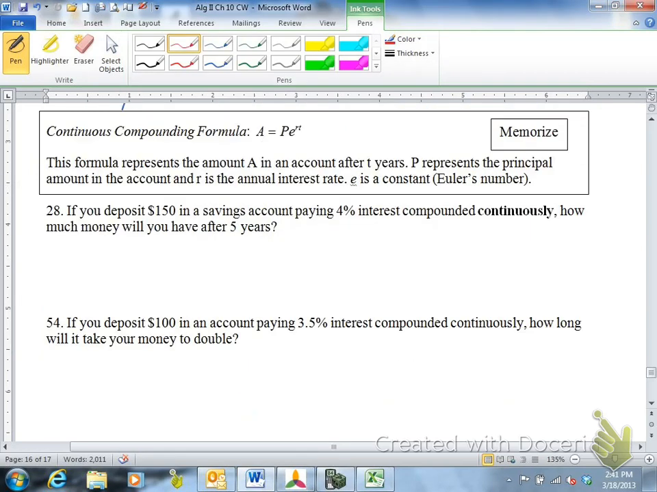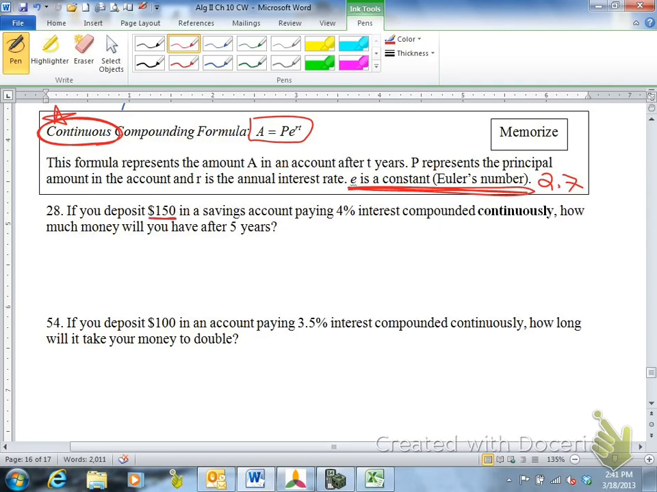The next formula is for continuous compounding. It's really important. Anytime you see the word continuous, you're going to be using this formula, which is kind of similar to the last one. The A and the P is still the same, the amount and then the principal P. E is Euler's number. E is a constant, which is approximately 2.7. So we always know what E is, it's a constant. And then R is the rate, the interest rate, and then T is time in years.